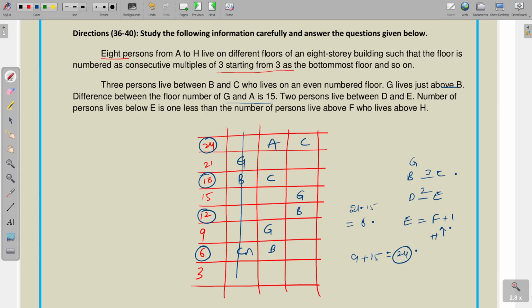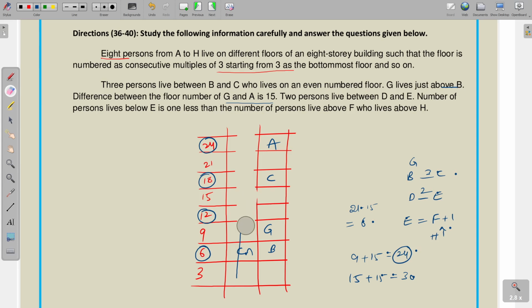And next, coming to the third one, 15. So G lives on the 15th floor, and the difference between A and G is also 15. So 15 plus 15, that is 30. There is no 30th floor, so it also does not follow. Okay, so we are left with only one possibility. So we have only one possibility.